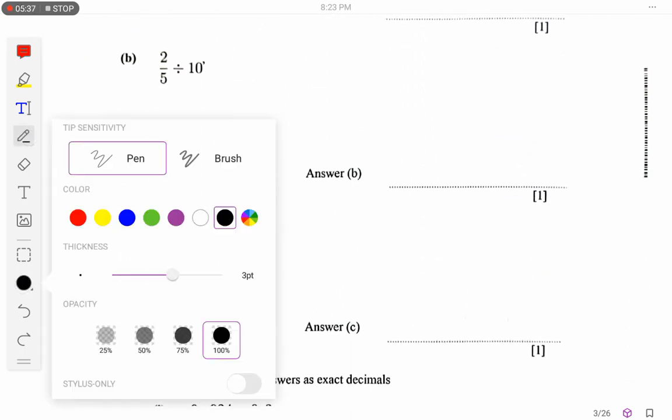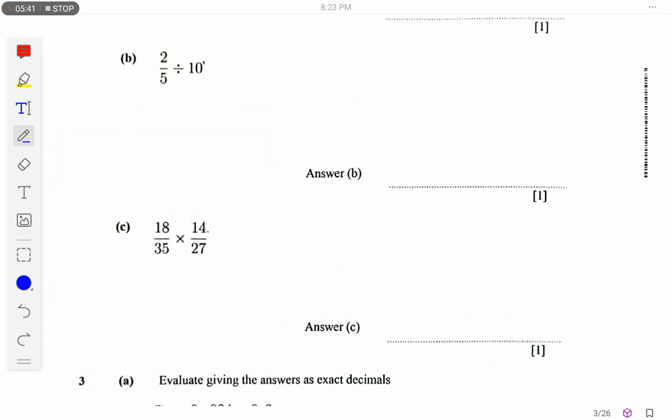Now, I've got this question here, which is saying 2 over 5 divided by 10. So the easiest way that you can do this question is to rewrite it and say, this is 2 over 5 divided by 10 over 1.